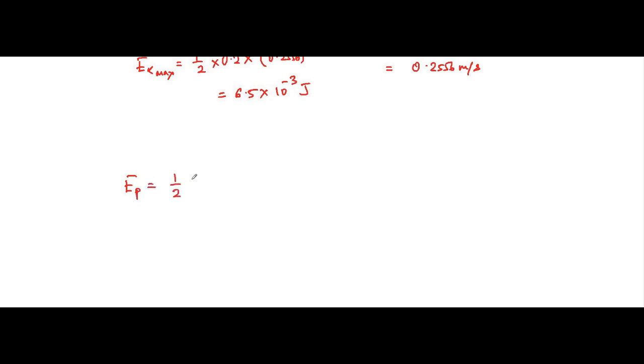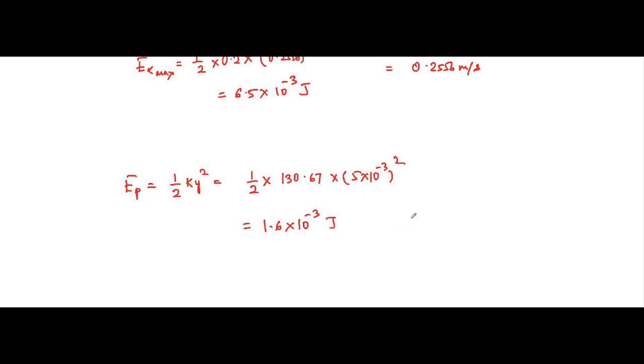So here the potential energy will be 1/2 k y square, which is equal to 1/2 into k, which we have calculated as 130.67, into y, which is 5 into 10 to the power minus 3, whole square. So the potential energy is coming around 1.6 into 10 to the power minus 3 joule.